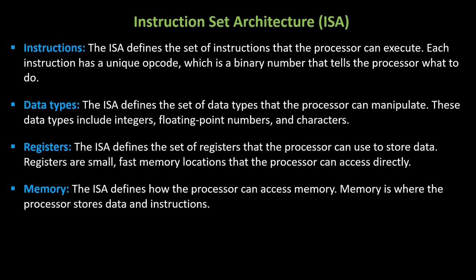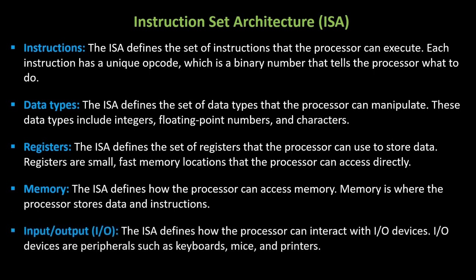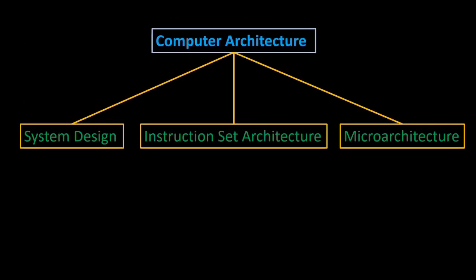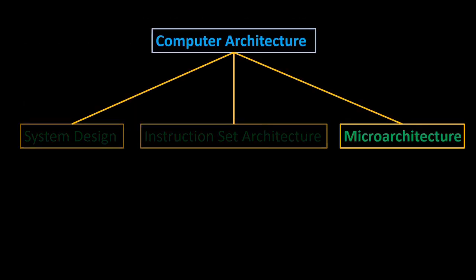This includes operations like reading data from memory, writing data to memory, and transferring data between registers and memory. Lastly, an ISA also covers input, output, or I/O operations. These operations enable the processor to interact with peripherals such as keyboards, mice, printers, and more. The ISA specifies how the processor communicates with these devices, allowing it to send and receive data or control their behavior. Finally, we come to the third category of computer architecture, which is microarchitecture.